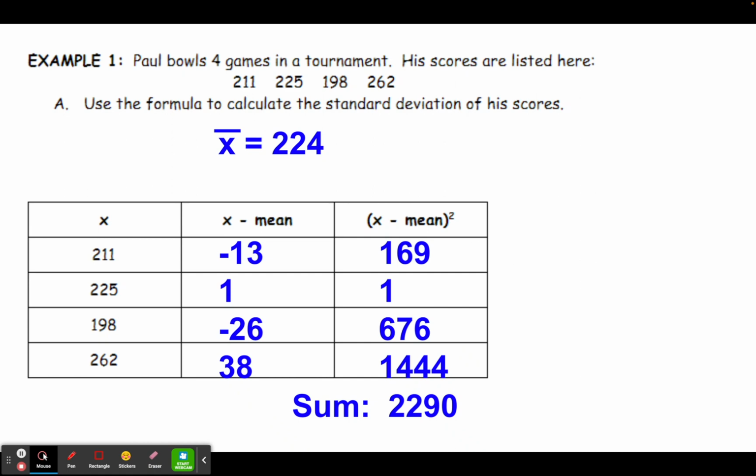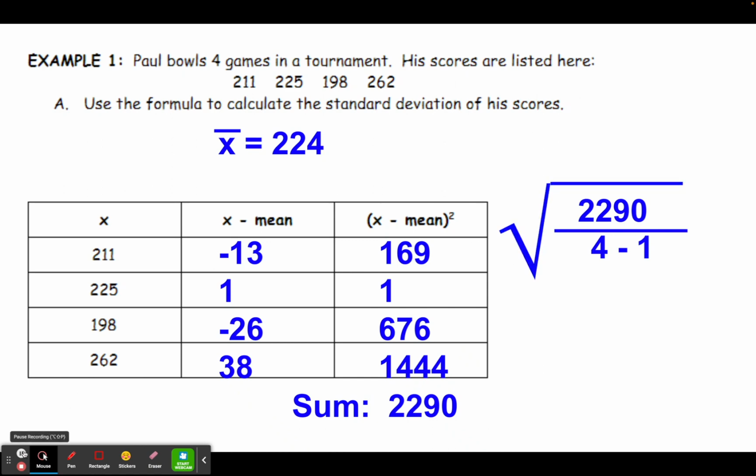The next thing the formula tells us to do is to divide by n minus 1. And in this problem, n is 4 because Paul has 4 bowling scores. So we're going to take that 2290 and divide it by 4 minus 1, or in other words, divide it by 3. I'm going to leave that as 4 minus 1, so later on, when I go back and look at the work, I remember why I used 3 there. And then the last thing you're going to do is take the square root. What I would recommend is divide 2290 by 3, keep that number in your calculator, and then take the square root of that answer.